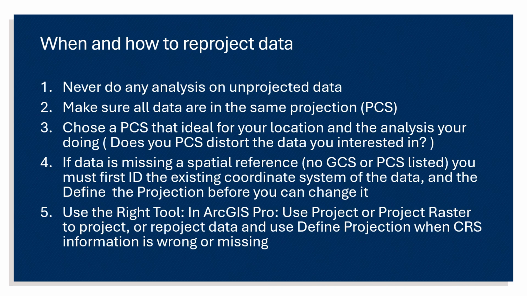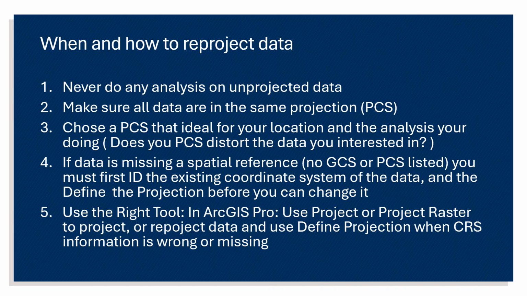How do you do that? You read the metadata, you go back to where you downloaded the data and see if it says anything there. You can load the data up and see if it aligns, and if it does, that can sometimes help you figure out what it is. And once you figure it out, next comes the really fun part. You get to use a tool called Define the Projection, and you can use that to change the label of the coordinate system.